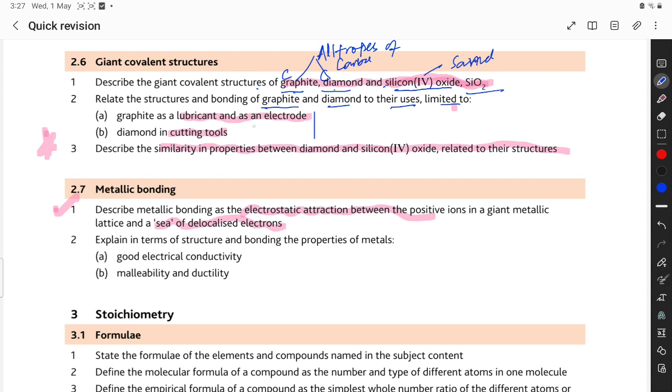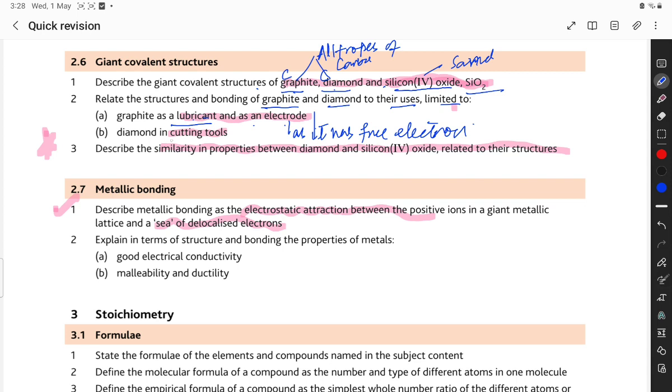Just write down graphite as a lubricant and as an electrode. As an electrode, graphite has free electrons, so that's why it conducts electricity, and electrodes are made of carbon or graphite. And as a lubricant, why? Because in graphite each carbon has one free electron, and the free electrons are delocalized, forming a layer structure, and the layers slide over each other. So that's why it is used as a lubricant. So only 2 uses are required, lubricant and electrodes.